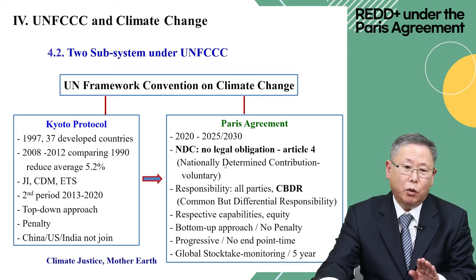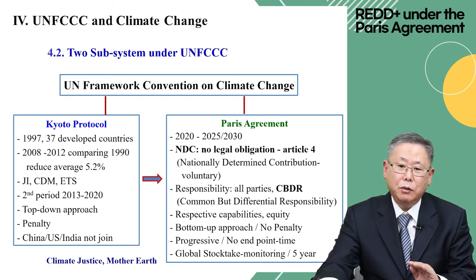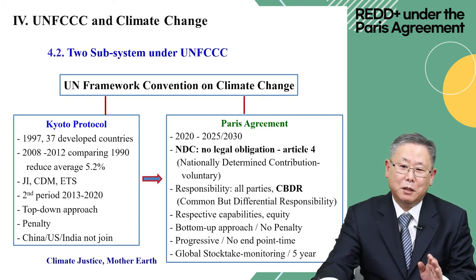In the Kyoto Protocol, only developed countries are responsible for this climate change and environmental problems. But in the Paris Agreement, responsibility is for all parties. So the CBDR, common but differentiated responsibility. So now developing countries also have some responsibility, but with respective capabilities and equity issues, and this is a bottom-up approach with no penalty.